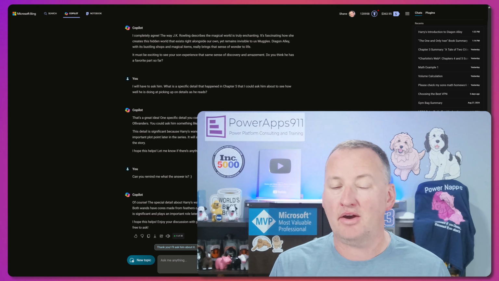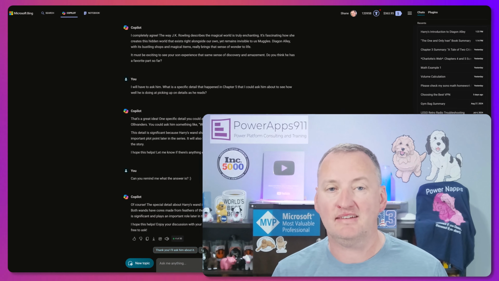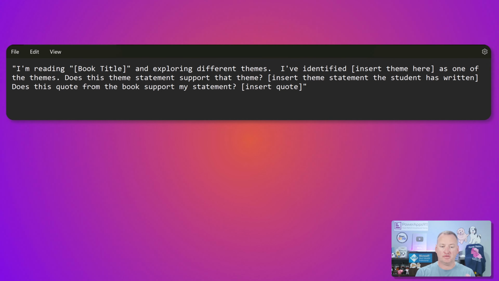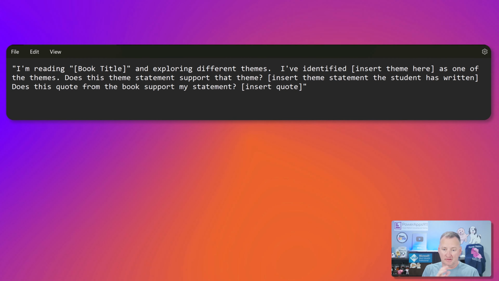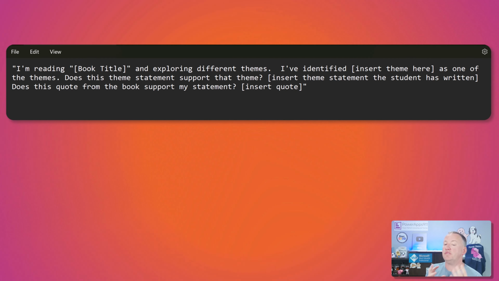One of the patterns that Brody from my team uses with his kids is this one right here. I'm reading book title and exploring different themes. I've identified, put the theme that you've identified as one of the themes. Does this theme statement support that theme? And then put in the theme statement that the kid has come up with. Remember, we don't want them to get this from ChatGPT or Copilot. We want them to provide it.